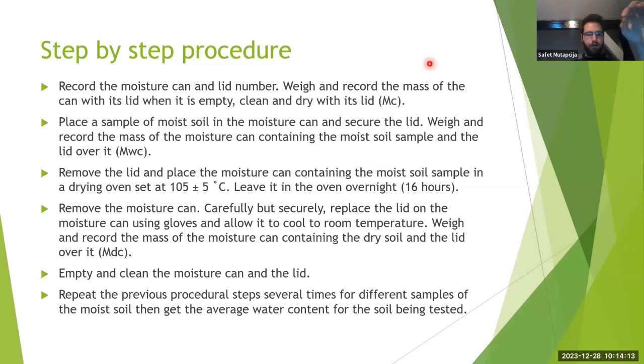After that, you're going to remove the moisture can with your gloves because it's going to be hot, and you're going to cool it at room temperature. But an important thing is that you're going to have a lid over it, because you don't want moisture from the air in your room, in your laboratory, getting back to the sample. That can happen sometimes. Usually in the laboratory you have a glass desiccator where you can put the samples, and they're not going to gain moisture because it's a vacuum one.